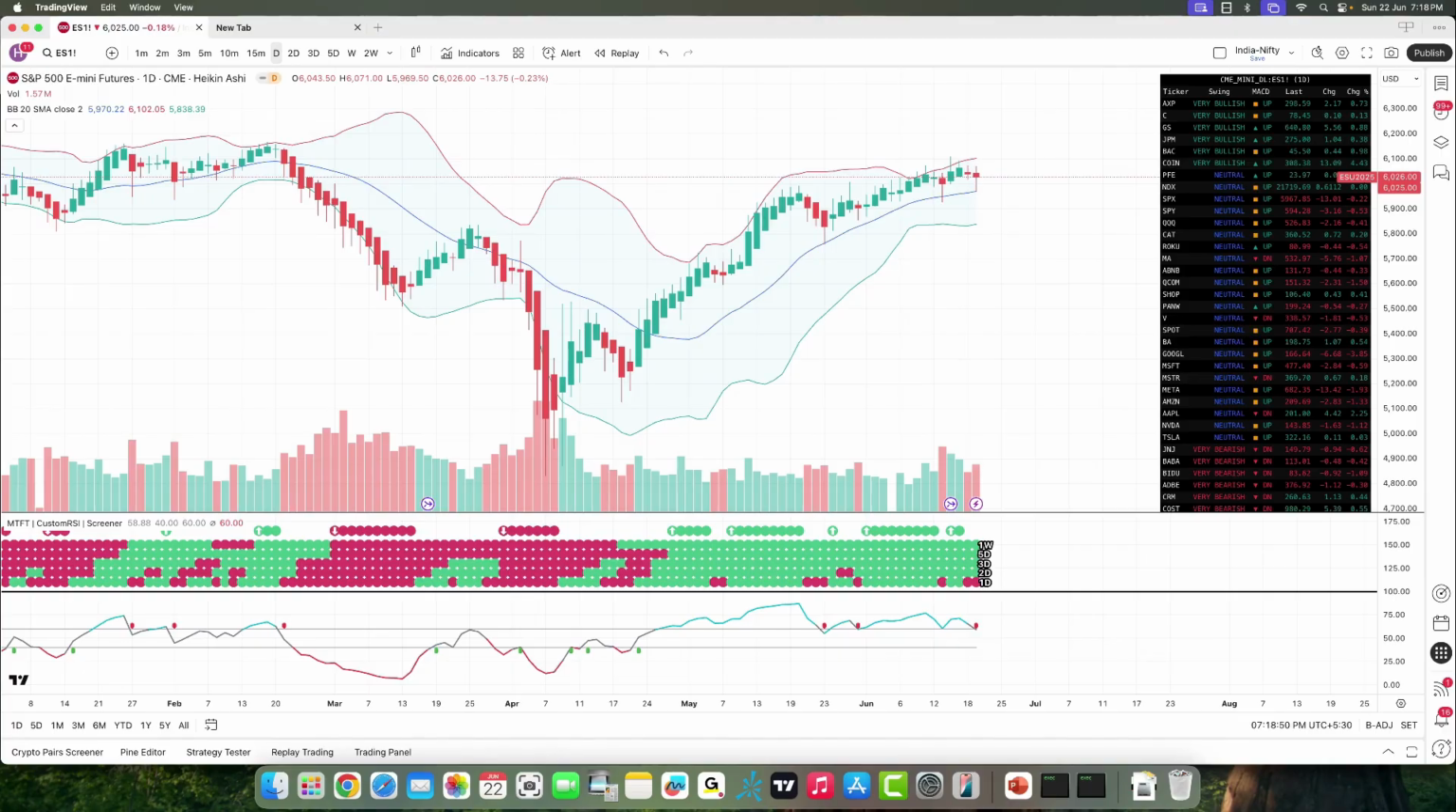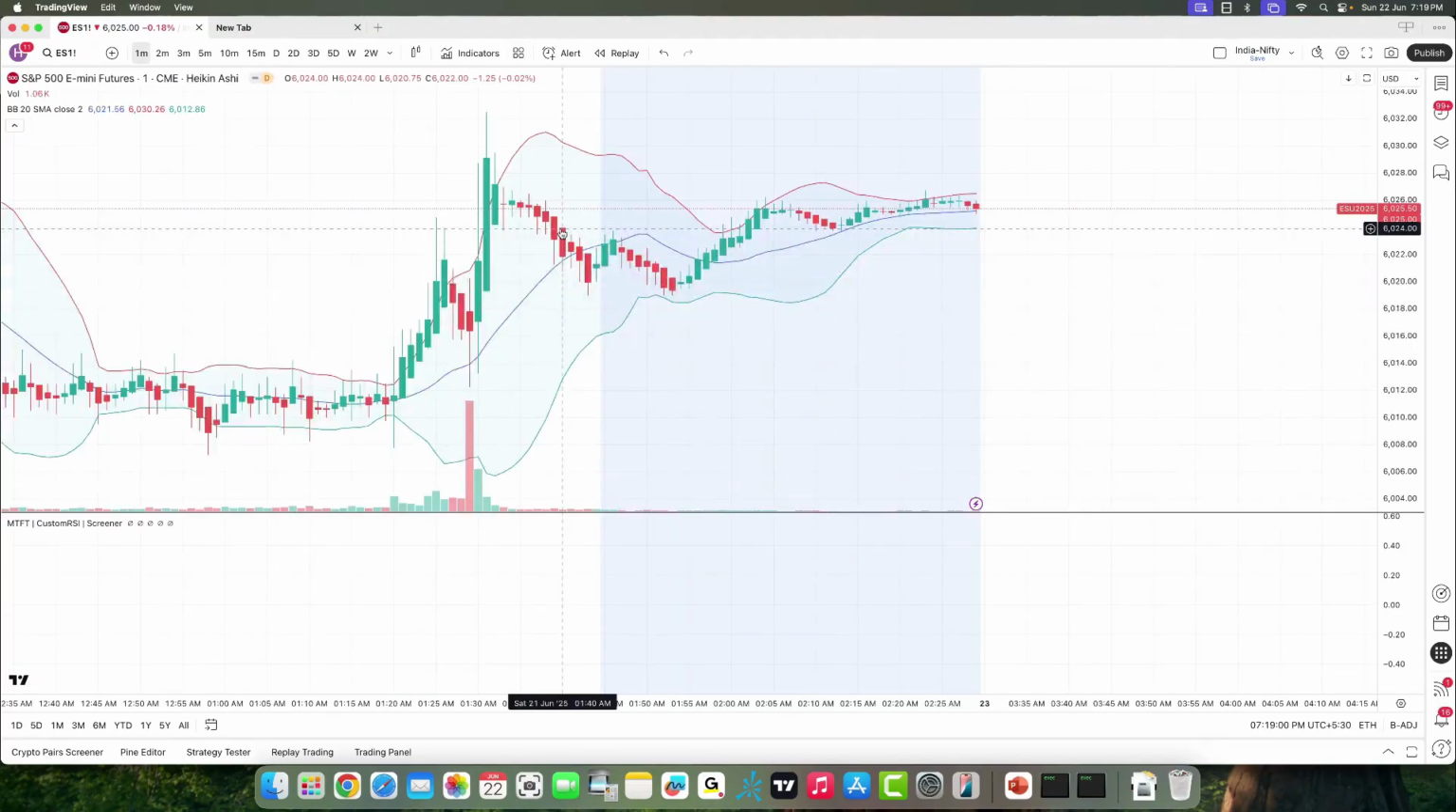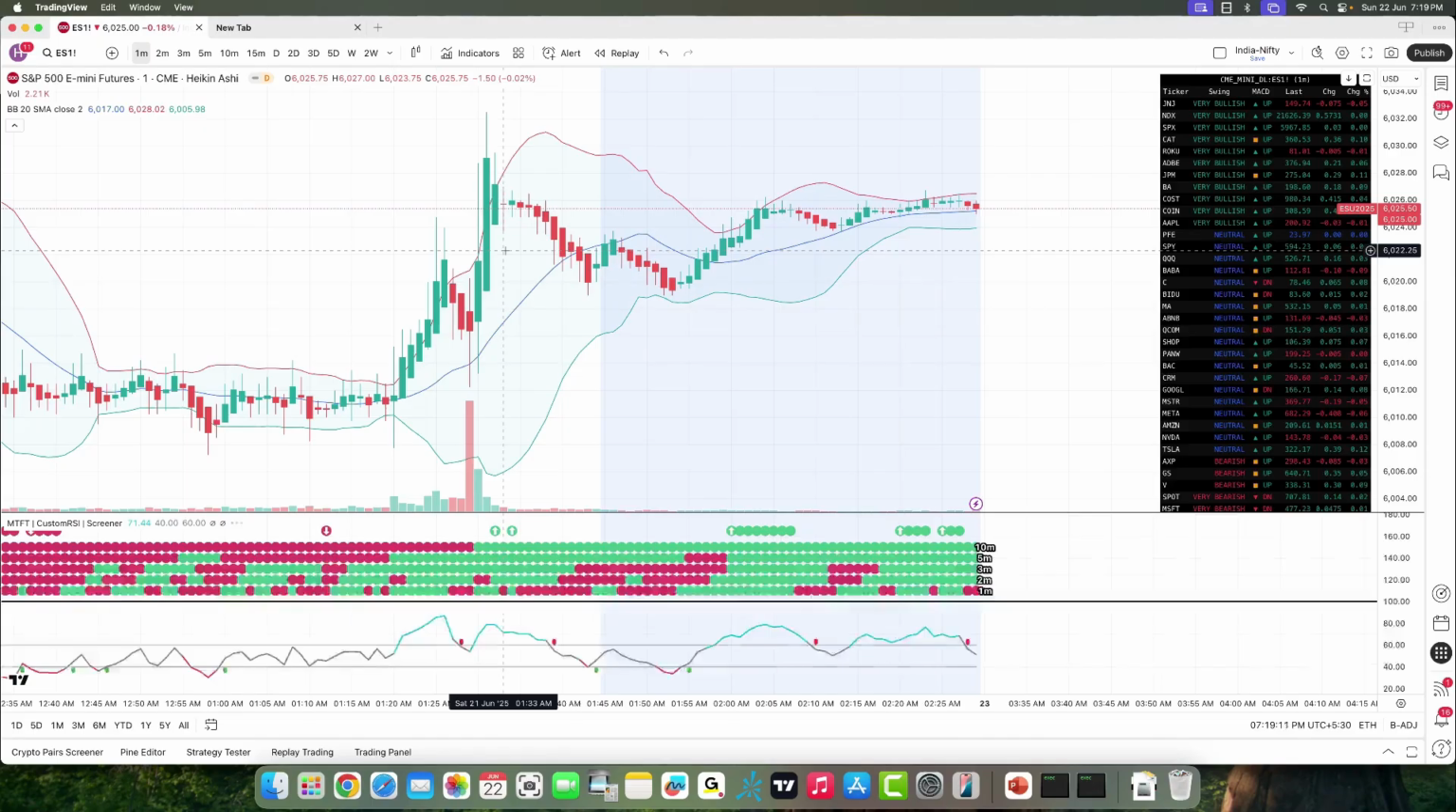How about intraday trading? Good question. So let me go to my intraday. I'm going to do US 1 minute intraday. So as you can see, it changes everything. This is now a 1 minute chart, and you'll see that the multi-time frame trend, the custom RSI, and now even your watch list has changed to the 1 minute.